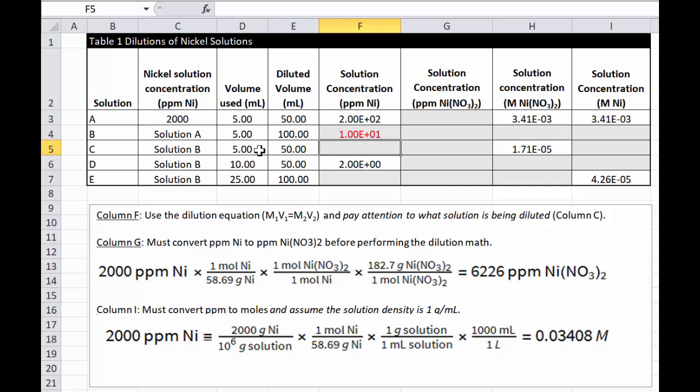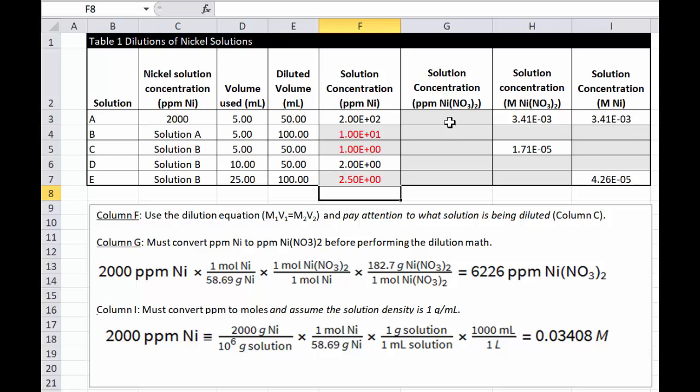For the next cell, we're diluting solution B this time, so I am going to choose this one, times 5 milliliters divided by 5. That's a tenfold dilution, so we're going from 10 to 1 part per million. That seems to make sense. And then lastly, equals solution B, it's this one, times 25 divided by, there we go. Okay, so we have column F.